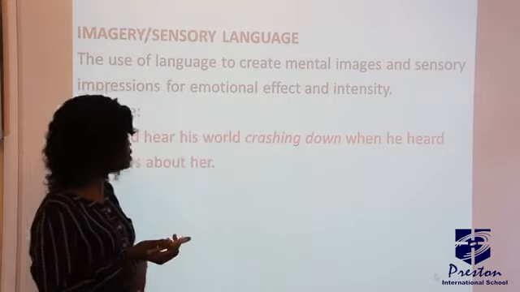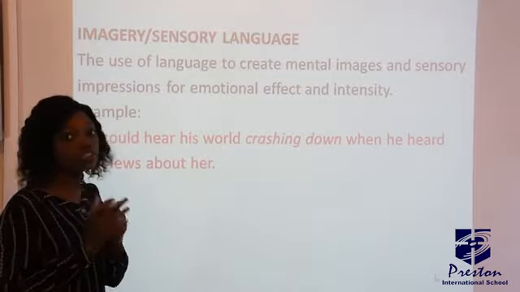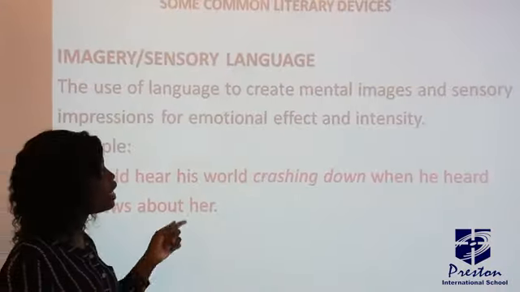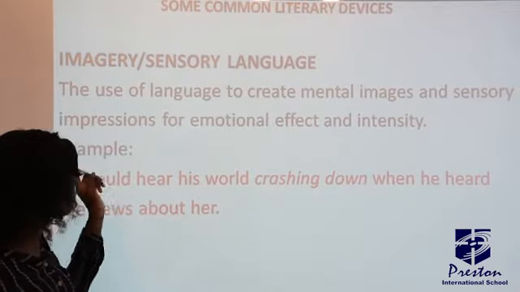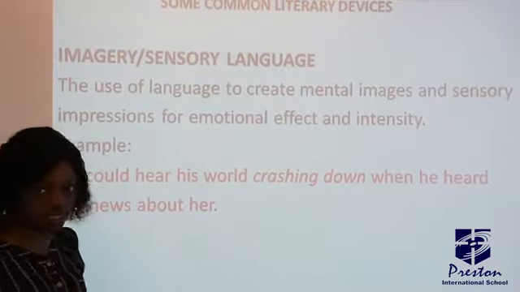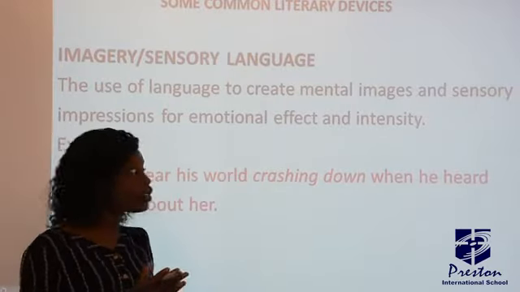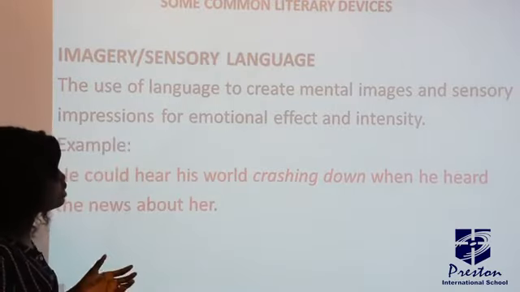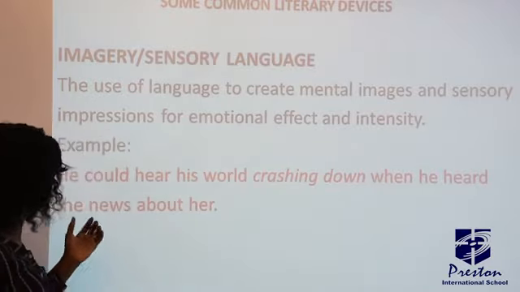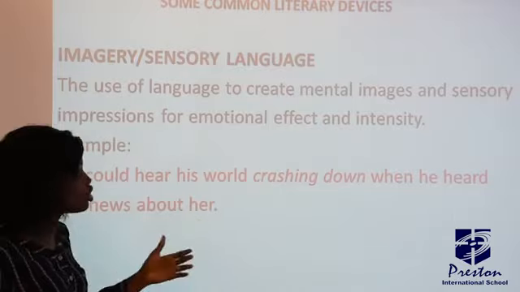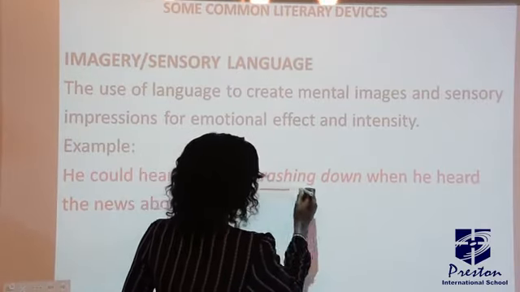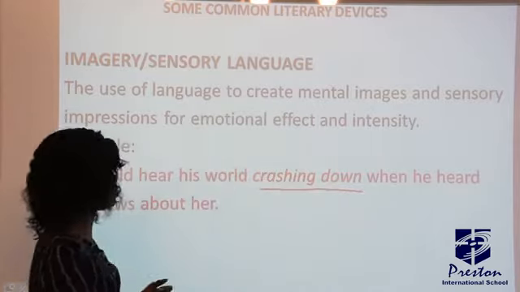The first one you have is imagery or sensory language. Imagery is the use of language to create mental images and sensory impressions for emotional effects and intensity. So writers make use of words in a way that will create mental images in the reader. For instance, you have, he could hear his world crashing down. He could hear his world crashing down when he heard the news about her.